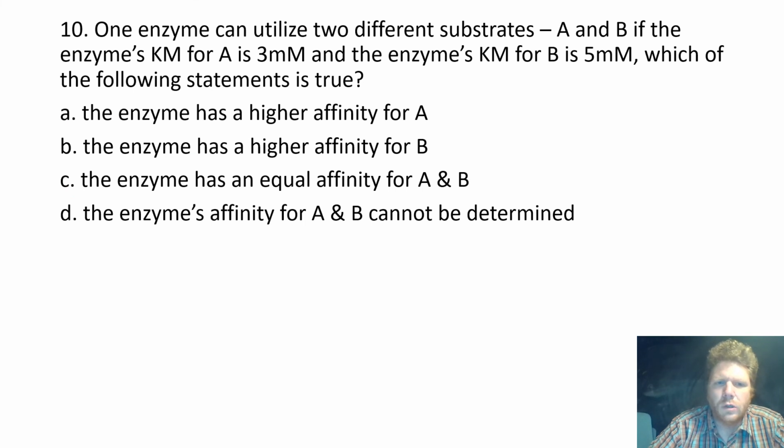Okay, question number 10. One enzyme can utilize two different substrates, A and B. If the enzyme's Km for A is 3 millimolar and the enzyme's Km for B is 5 millimolar, which of the following statements is true? Answer option A. The enzyme has a higher affinity for A. B. The enzyme has a higher affinity for B. C. The enzyme has an equal affinity for A and B. And D. The enzyme's affinity for A and B cannot be determined.